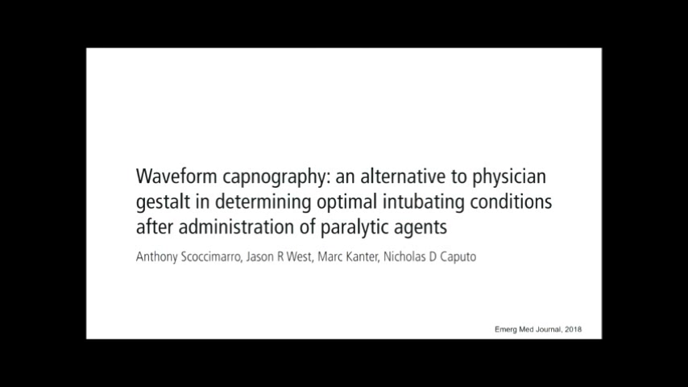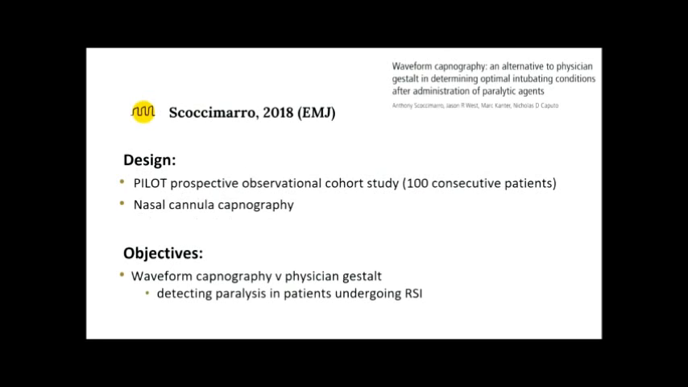They used the concept behind what we talked about in procedural sedation. We know that capnography is a sensitive marker for apnea. Can we use that as a marker of paralysis itself? It's a pilot study. There were 100 patients enrolled, 50 patients in each arm, and all of them had nasal cannula capnography administered to them.